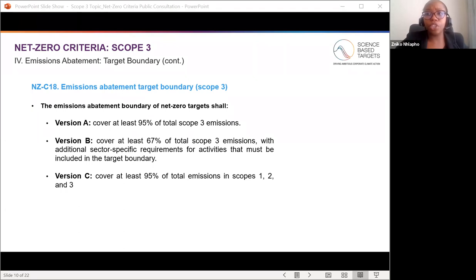So with version C, it does not allow companies to bypass Criterion C5 of the net zero criteria. At least 95% of the emissions in scope 1 and 2 still need to be included in the emissions abatement boundary. And unlike version A and version B, version C groups together emissions in scopes 1, 2, and 3 to determine the minimum scope 3 boundary coverage.